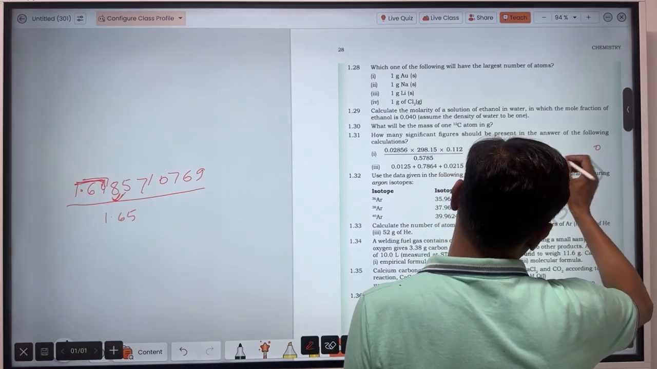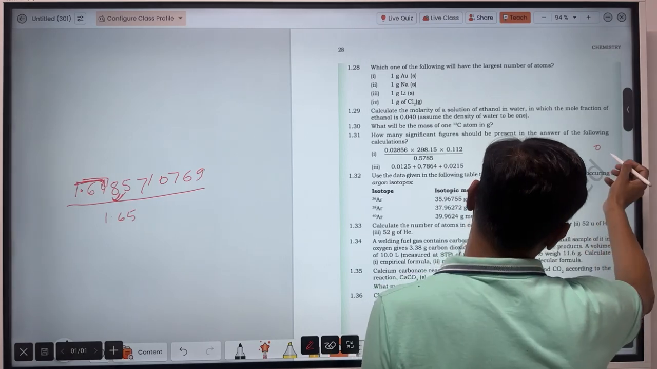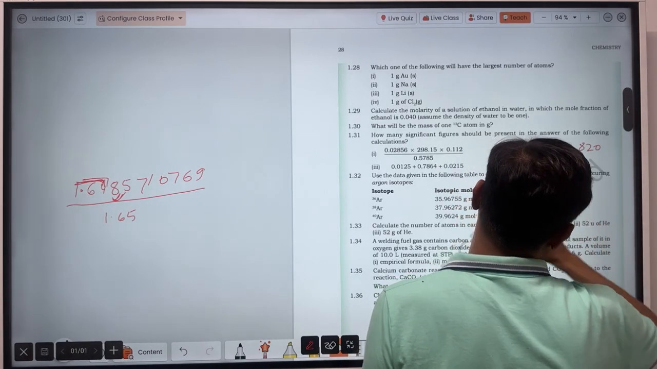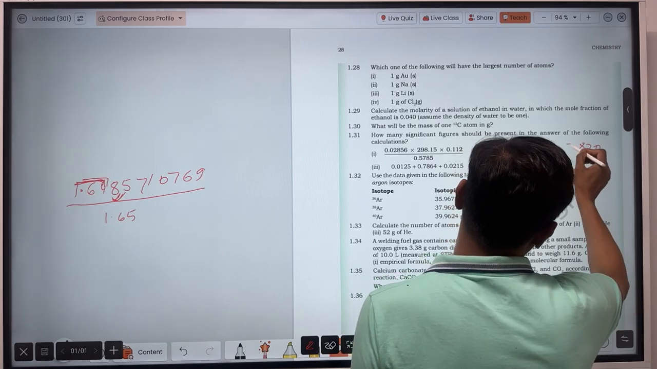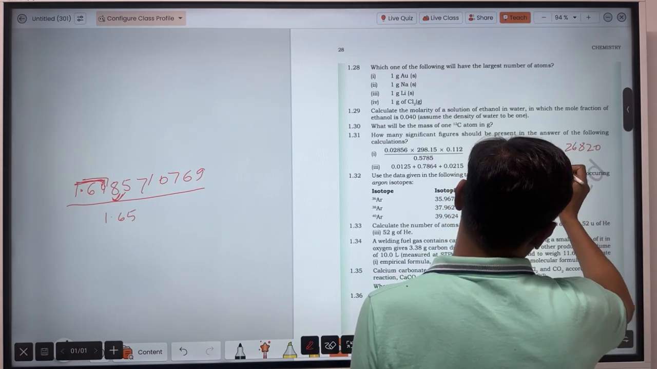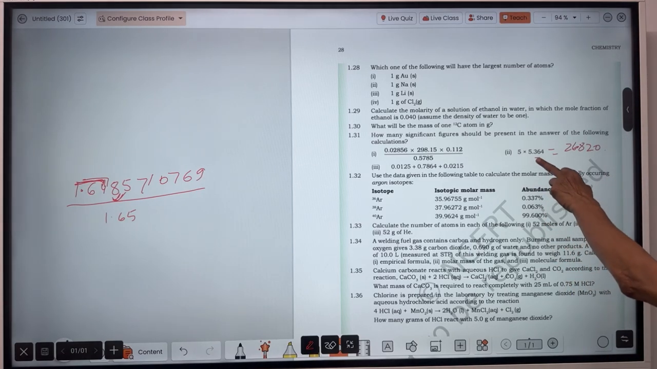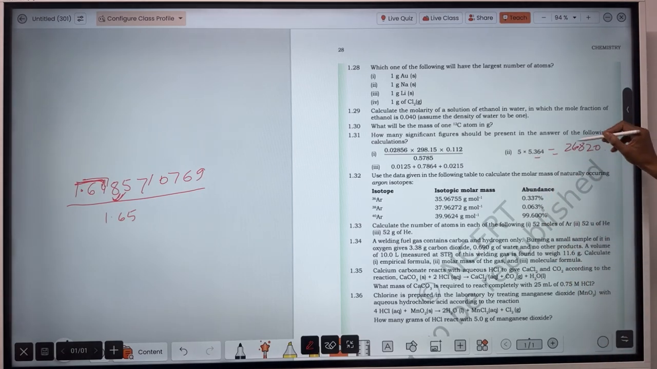5 4 20, carry 2, 6 5 30 and 2, 32, carry 3, 5 3 15 and 3, 18, carry 1, 5 5 25 and 1, 26. The decimal is after 3 digits: 1, 2, 3. So here there are 4 significant figures, so your reported value should also contain 4 significant figures. This digit is 0, which is less than 5, so that will be 226.82.